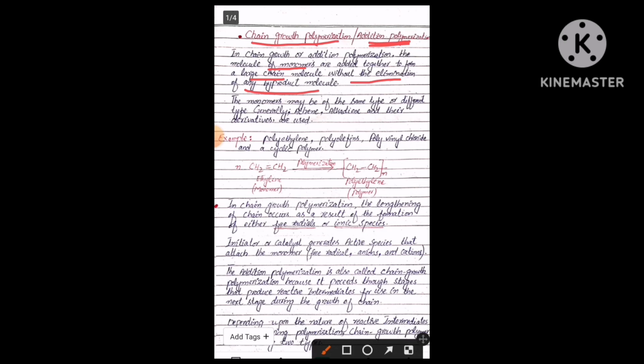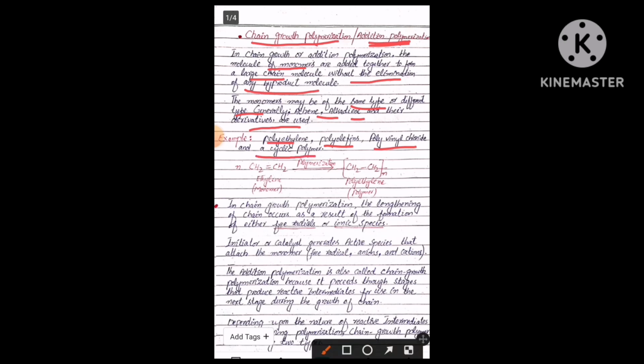The monomers may be of the same type or different types; generally alkenes, alkadienes, and their derivatives are used. Examples of chain growth polymerization include polyethylene, polyolefins, polyvinyl chloride, and cyclic polymers.